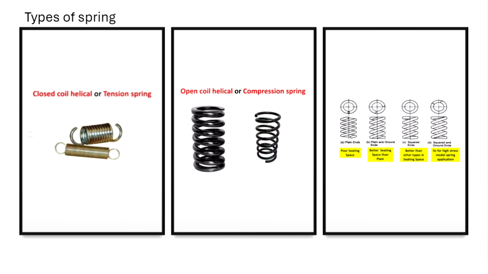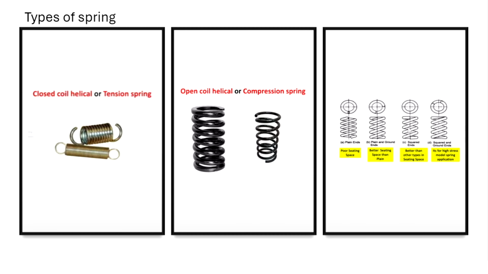There are different types of spring used in engineering applications. Here you can see the first one, the closed coil helical or tension spring. And this one is called open coil helical or compression spring. In the open coil helical or compression spring, there are different types of end, where this is the plain end. In the last video, we created the compression spring with plain end and plain and grounded ends, where the ends are grounded. Today we are going to create this one where the end will be the square end.